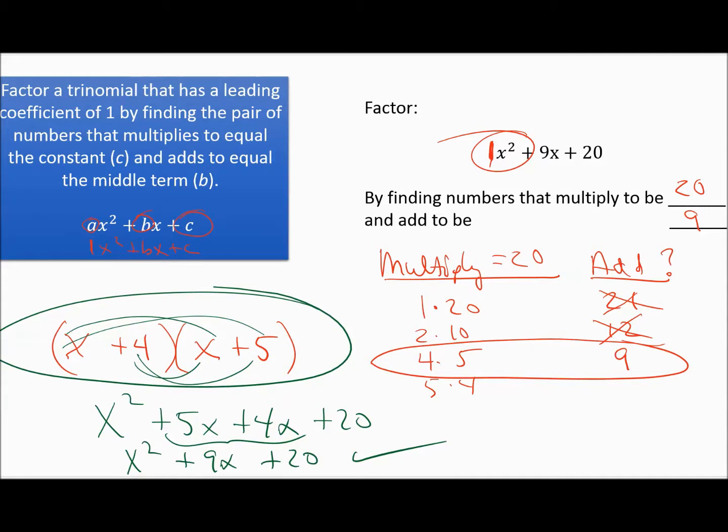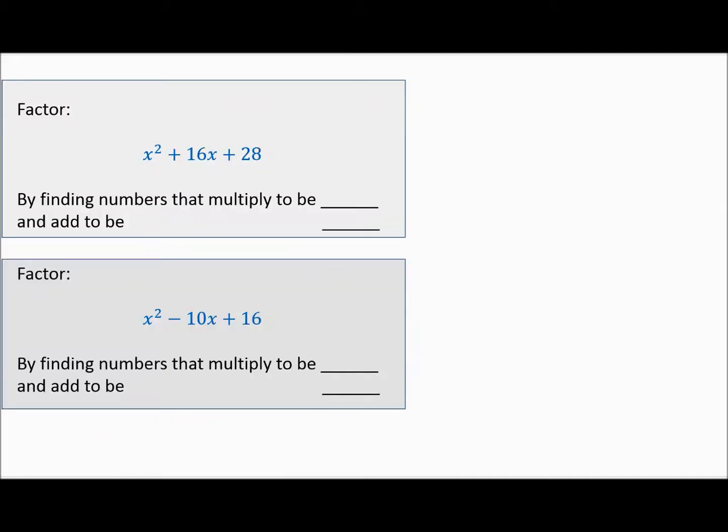Let's keep going. All right, so we got another problem. I want you to factor x squared plus 16x plus 28. Now, first of all, we recognize this is a trinomial, right? It's got three terms. Is the leading coefficient a 1? Well, yes, it is. The number in front of the x squared is a 1.